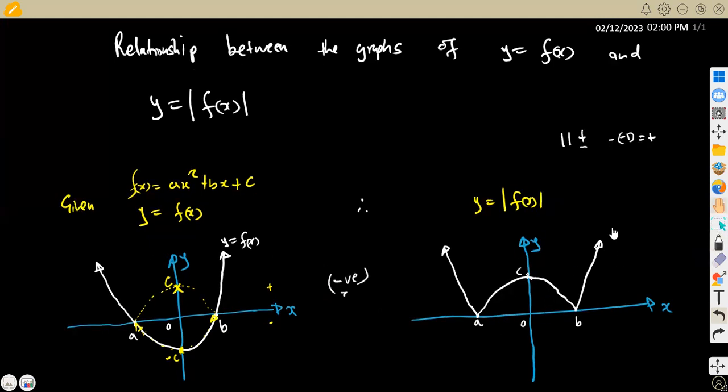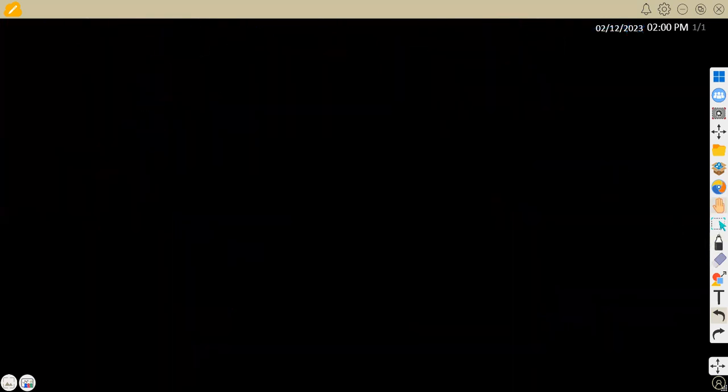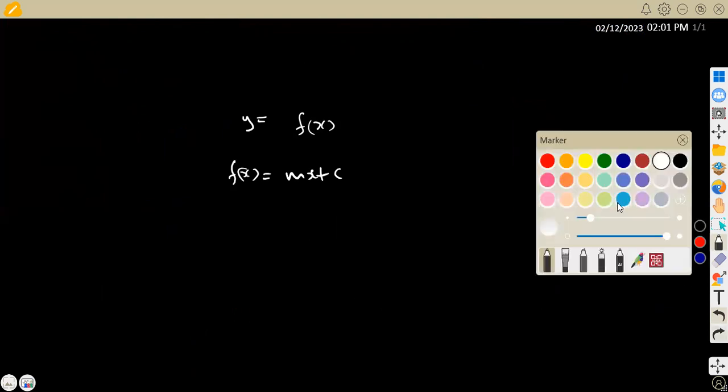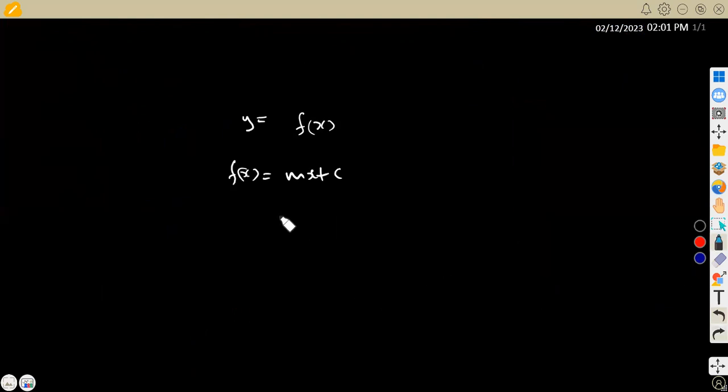All right, let me indicate something here. Let's say we've got y equals f of x, and this f of x that we are referring to is a straight line, where we know it's written as f of x equals mx plus c. If this is a straight line, let's say we have sketched our graph. In this case, we obtained something of this nature.